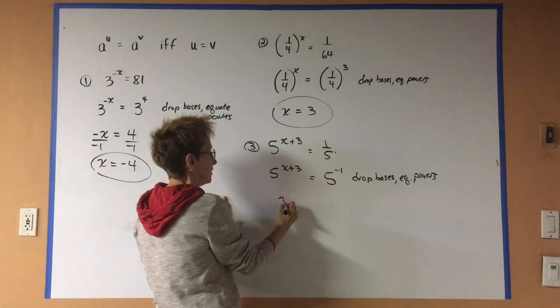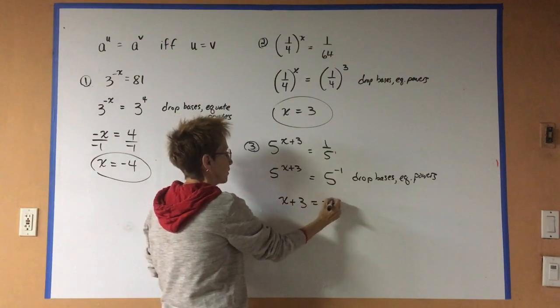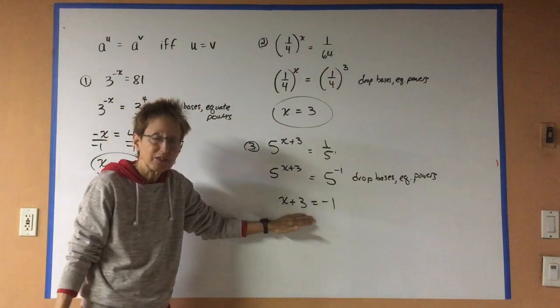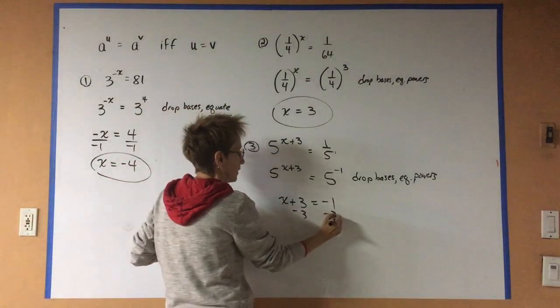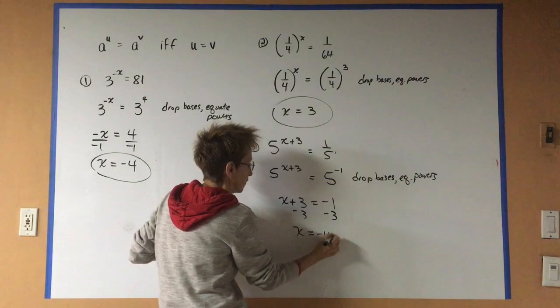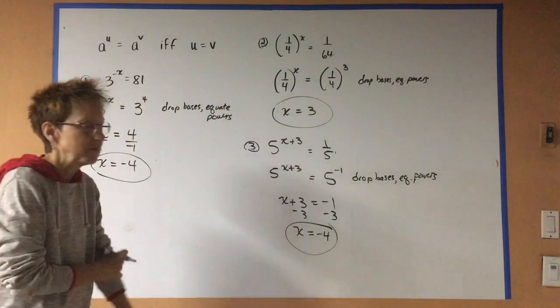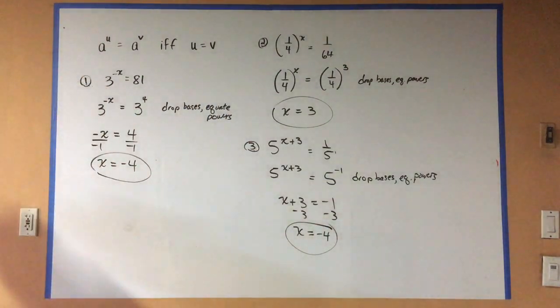So what I have here is x plus 3 has to equal -1. Now what kind of an equation am I solving? It's linear. I know what to do. I just need to subtract 3. So I get x equals -4, and I've got it. I'm all done. So that one hopefully still wasn't too bad. Let's go take a look at number 4.